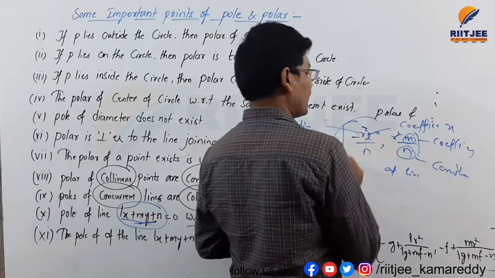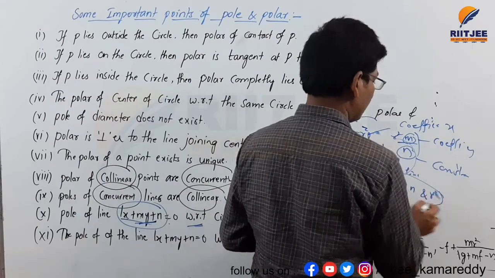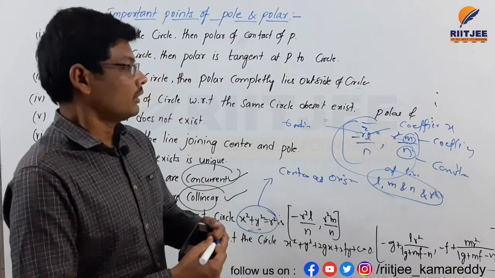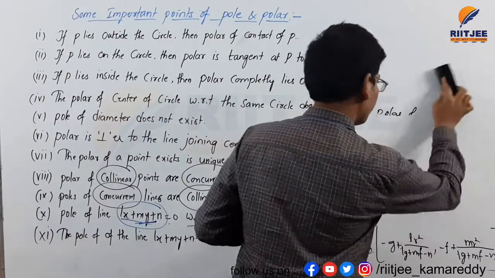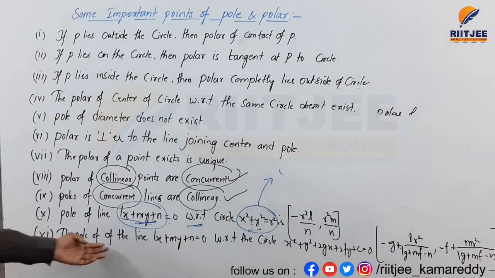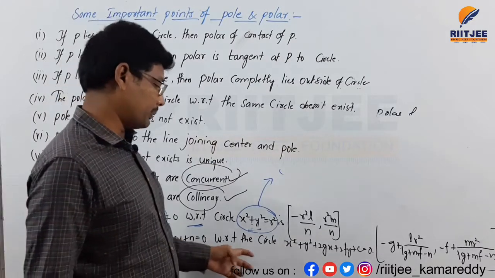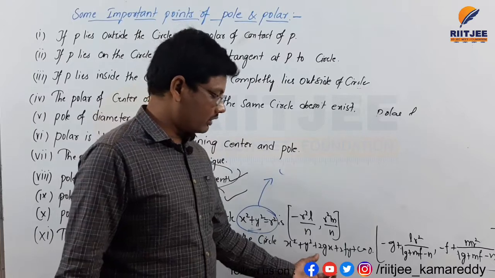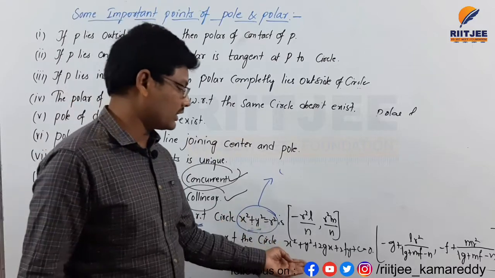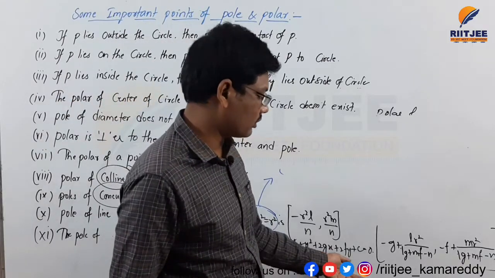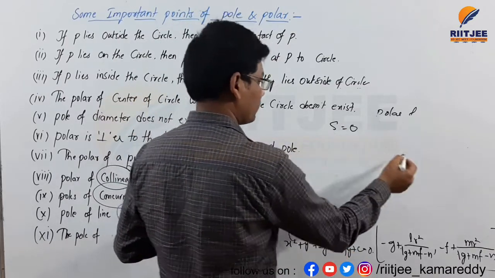After substituting the values of l, m, n and r, we finally get the pole. And the next point is the pole of the line lx plus my plus n is equal to 0 with respect to the circle x square plus y square plus 2gx plus 2fy plus c is equal to 0. This is the general form of circle, S is equal to 0.